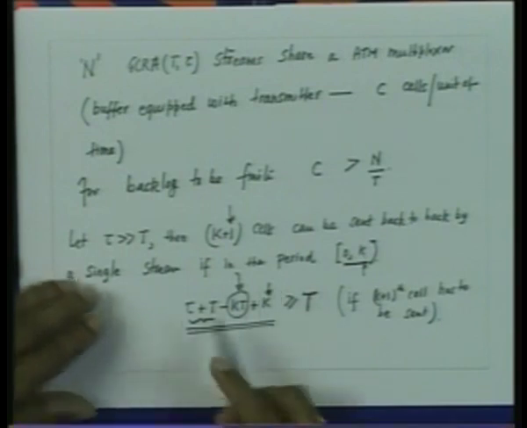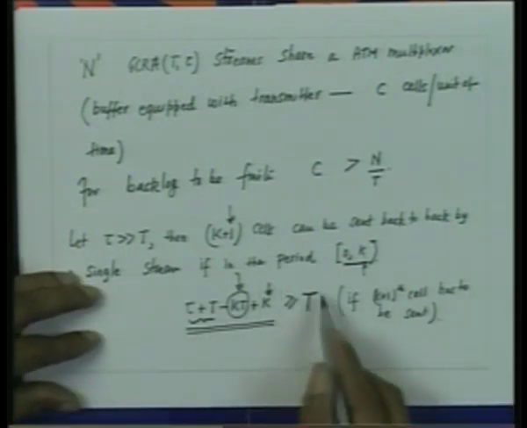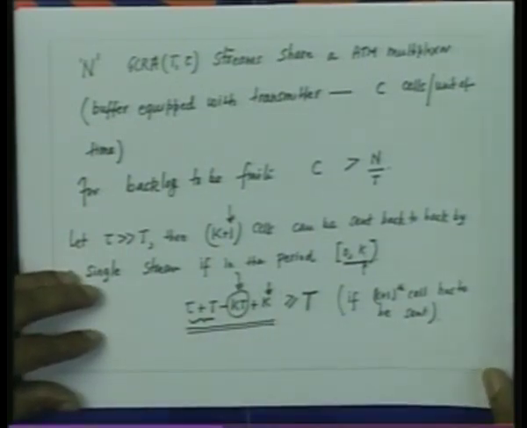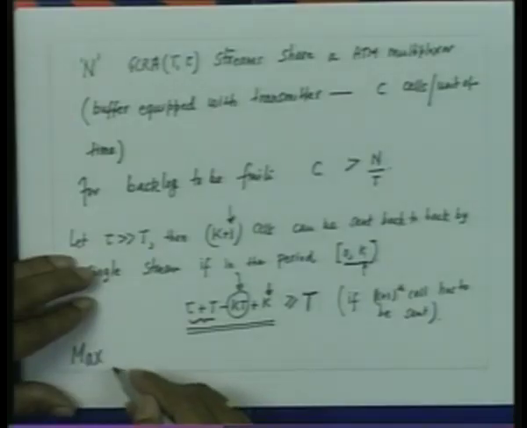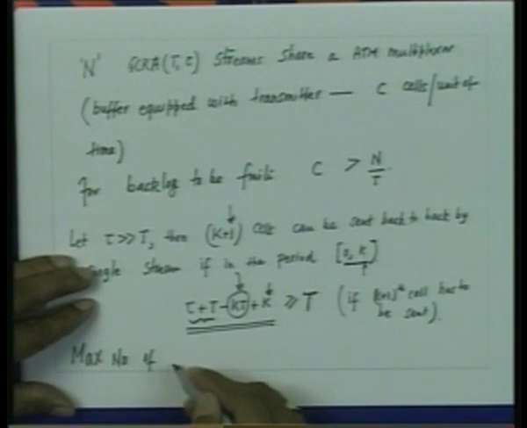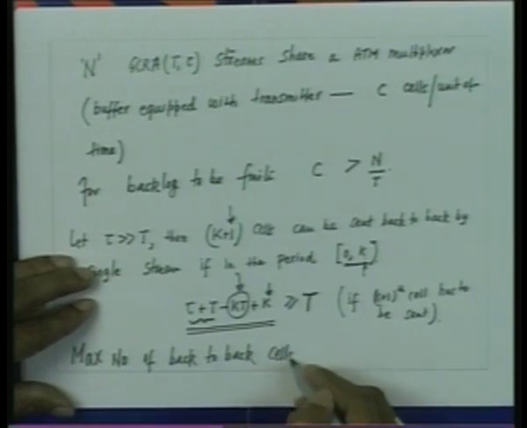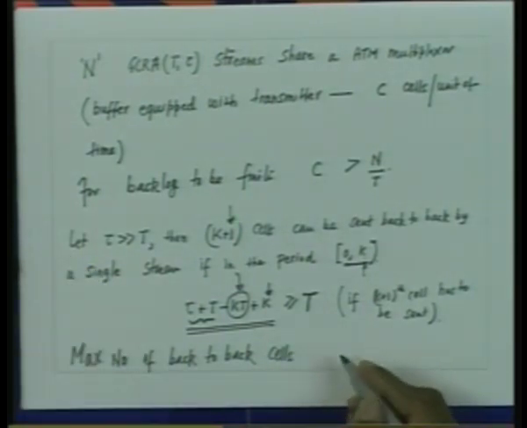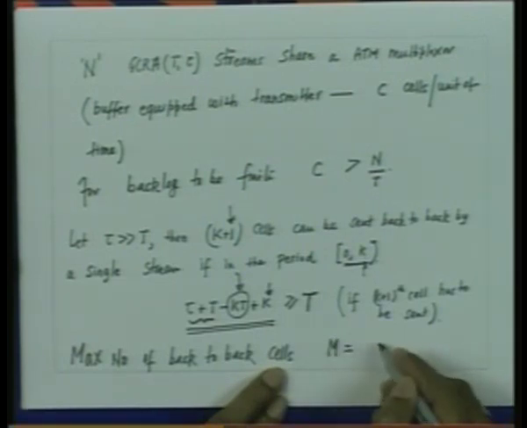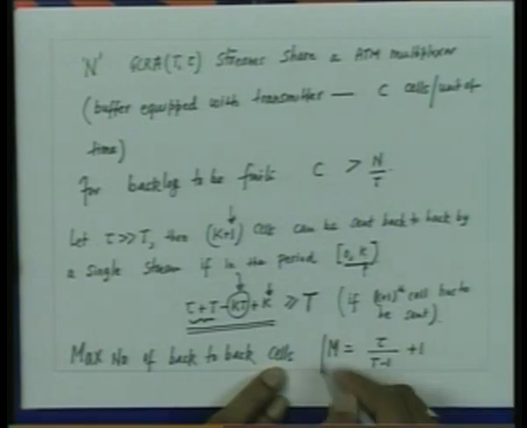In other words, by rearranging this equation, we can say that the maximum number of back to back cells which can be sent by a single stream, m, will be tau upon T minus 1, plus 1.